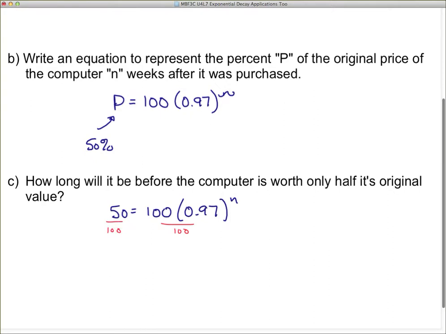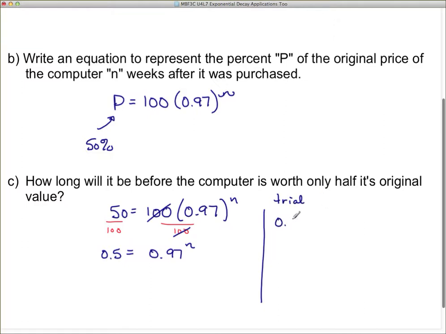And if I get rid of that 100 by dividing both sides by 100, it's gone on this side, and this side is 50 divided by 100, or 0.5, equals 0.97 to the n. Now what I'm going to do is start by trial and error, figuring out what value I put on n to get this to be 0.5. So I'm going to write out some of my trials over here.